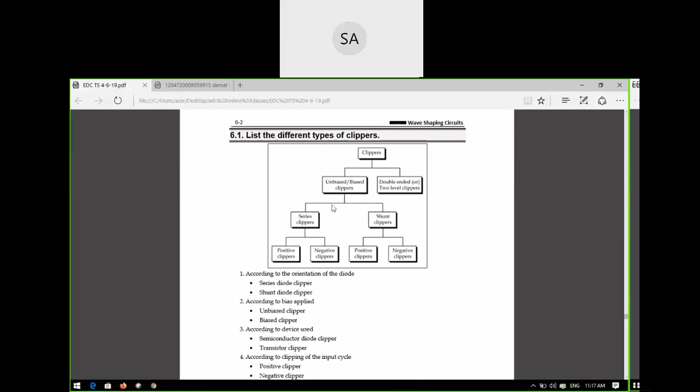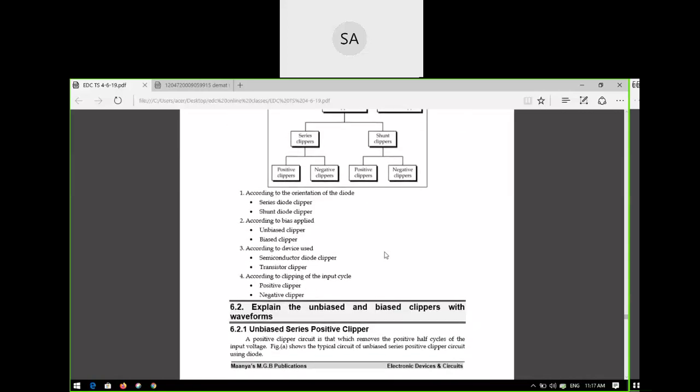In the unbiased or biased clippers, again they divide into two types: series clippers and shunt clippers. Series clippers are of two types: positive series clipper and negative series clipper. Next, we have shunt clippers. They are also of two types: positive clippers as well as negative clippers. Is it clear? You can see here the different types of orientation of the diode. We have series and shunt.